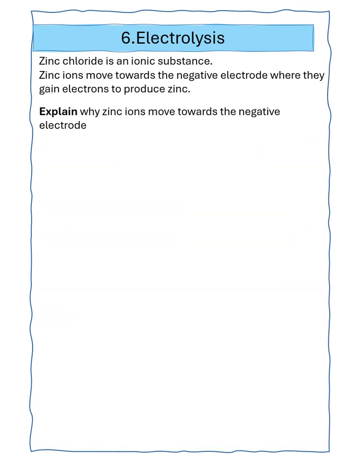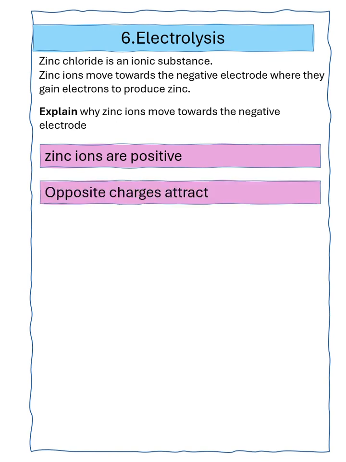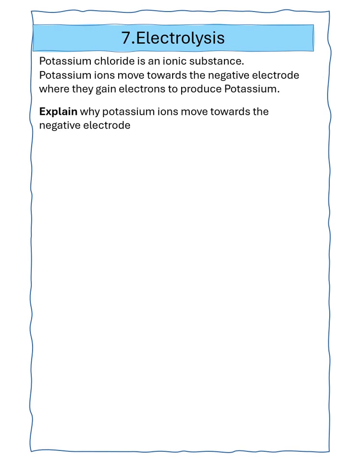Question 6 about electrolysis says, explain why zinc ions move towards the negative electrode. So we're told that zinc chloride is an ionic substance. Zinc ions move towards the negative electrode, where they gain electrons to produce zinc. We've got to explain why. So first of all, zinc ions are positive ions. The negative electrode is negative, so opposite charges attract, so the zinc ions will move towards the negative electrode and form zinc.